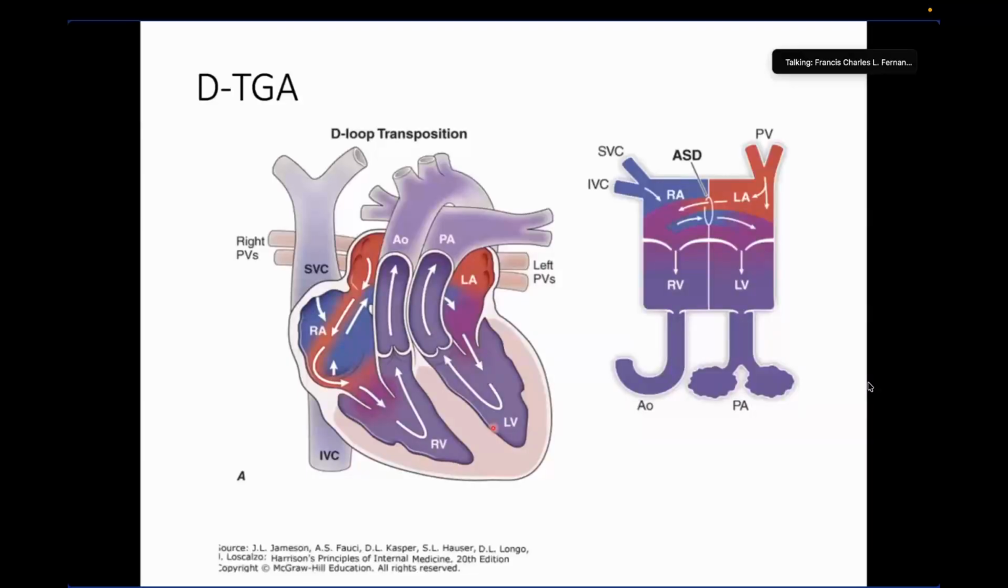So you have D-loop transposition of the great arteries. When you say D, dexter. So ang problem here is this also incompatible with life. So you have to create an ASD. They only survive if there's an ASD. If wala silang ASD, they will die at birth. Okay.